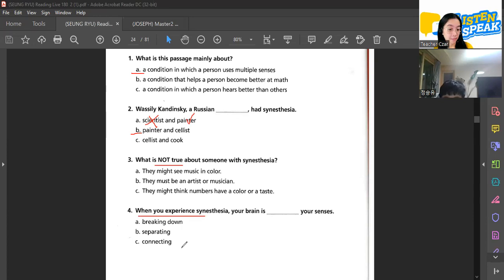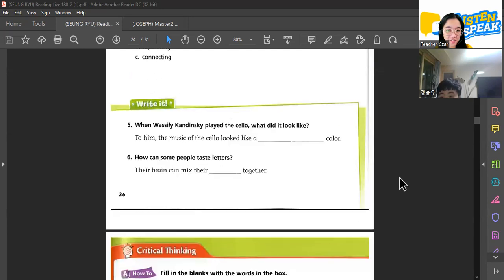When you experience synesthesia, your brain is connecting your senses. Okay, very good. That's a good answer. Now, let's try to move on with the writing.